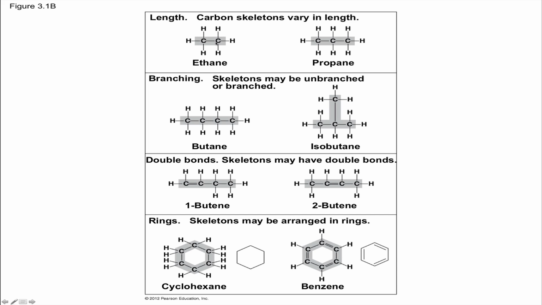When you look over here, this is what we call unbranched. In other words, the carbon atoms are linear. You've got one here, another one here for ethane. Then when you have propane, you have 1, 2, 3 carbon atoms that are linear.